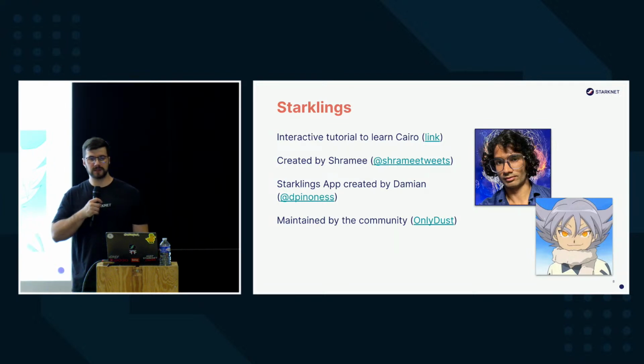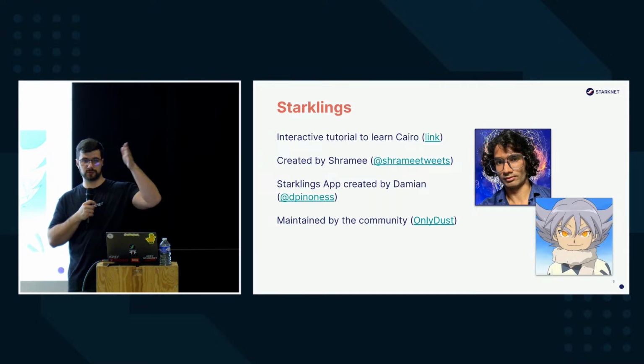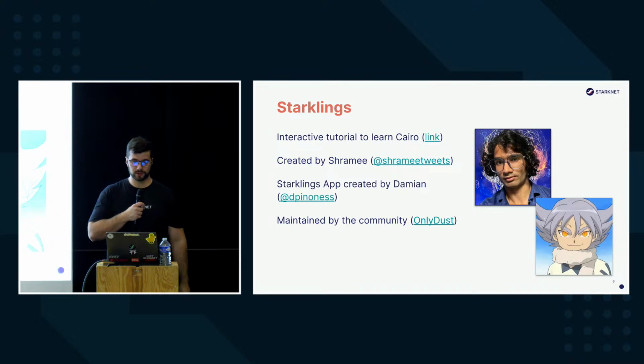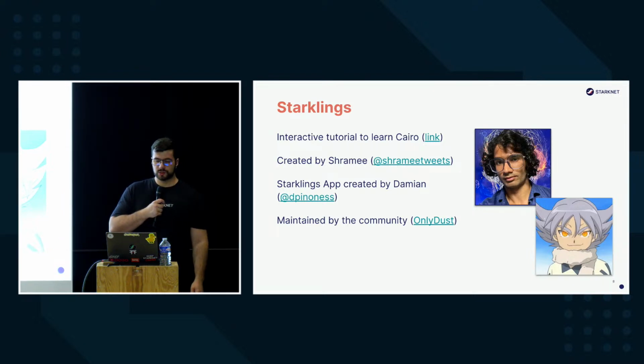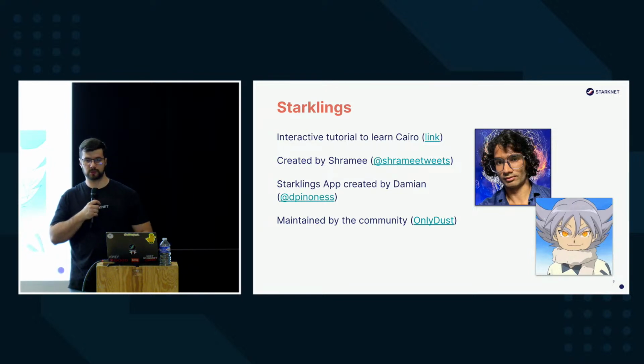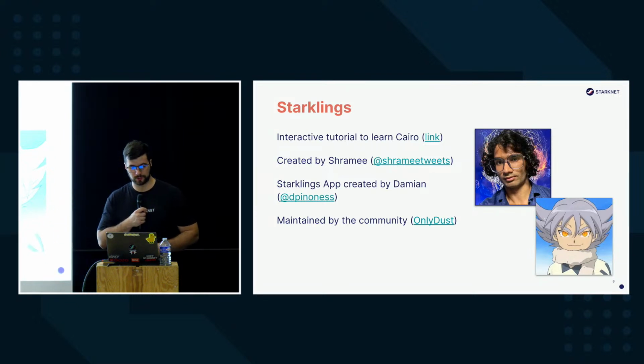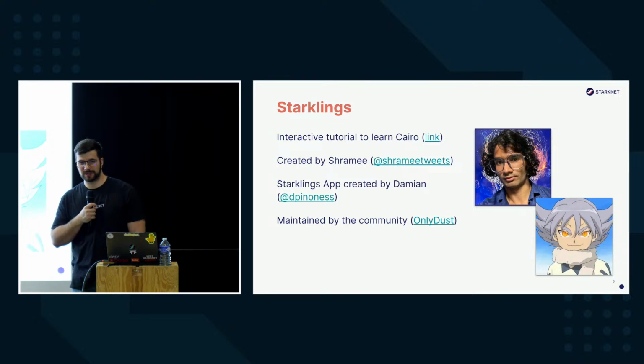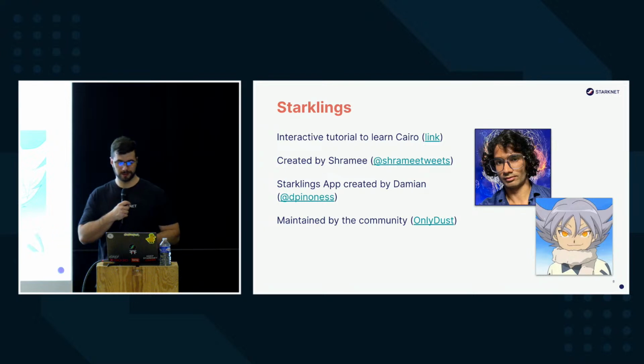So initially, the plan is to learn Cairo by using Starklings, which is an interactive tutorial. Its idea comes from Rustlings. For those who are familiar with the Rust programming language, it's something like that. Initially, this was created by Shrami, the guy with the glasses, and then this project was taken further, and a web application was created based on this, by Damien, the other guy from the bottom. This project is maintained on OnlyDust, so if you're looking to contribute and help, OnlyDust is a great platform to start your developer journey, so you can check it out there.